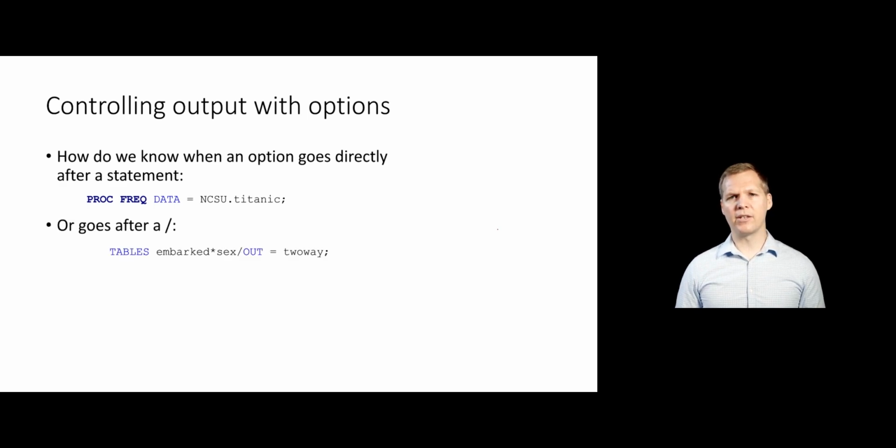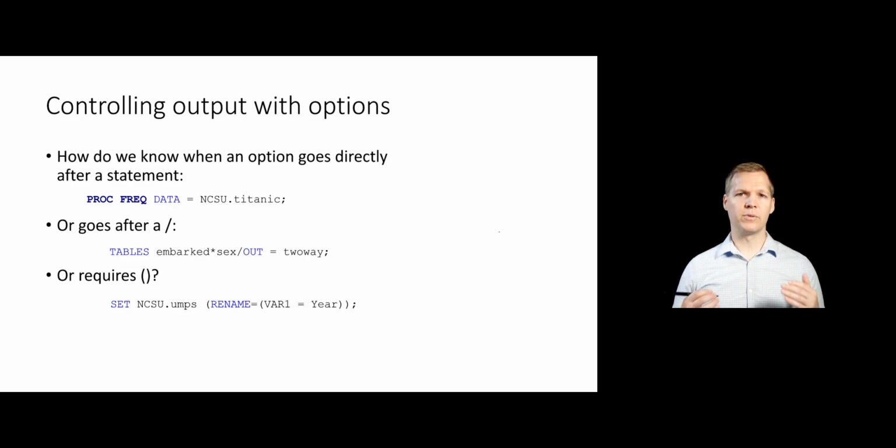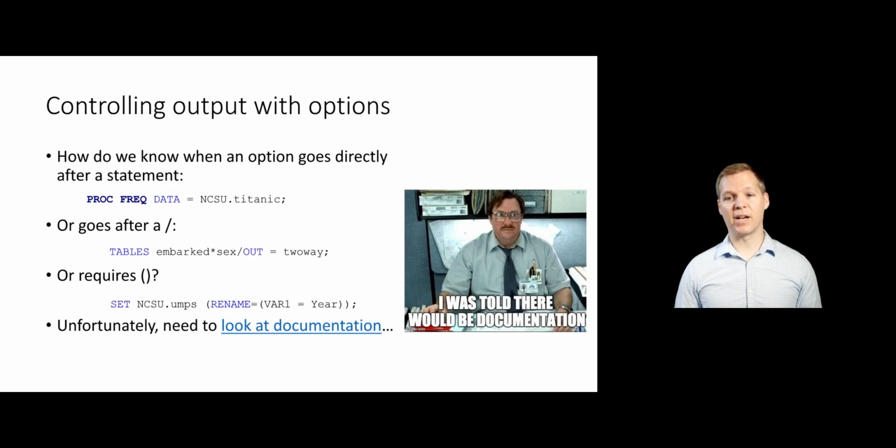We've seen that we can use options also after a slash sometimes. How do we know when to use it after a slash? And then lastly, we saw on the data set options that we have these weird parentheses that we then need to put our options in. How do we know what to do and where do we go to figure that out? Well, unfortunately, we have to look at the documentation. The documentation is going to tell us exactly how to specify our SAS options to customize our output.